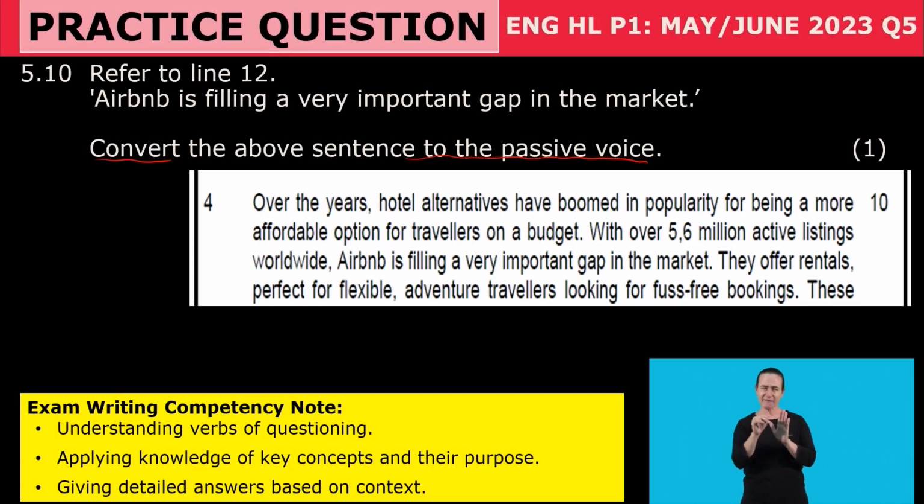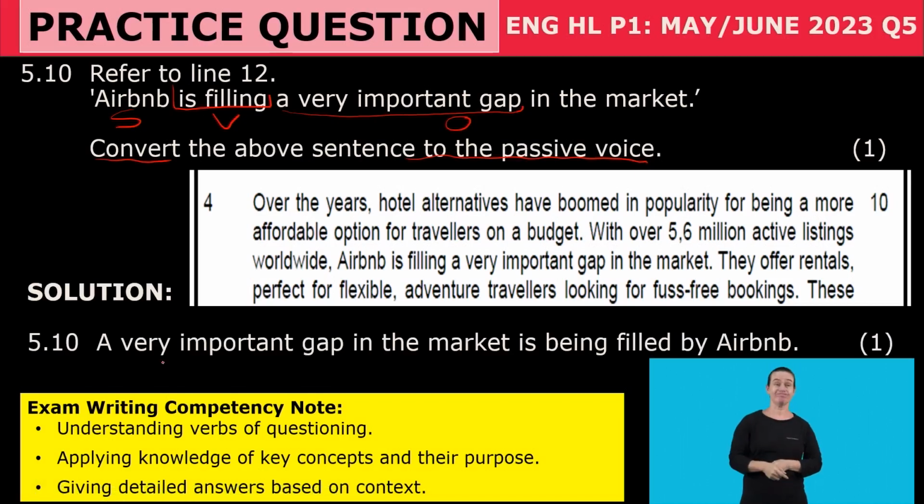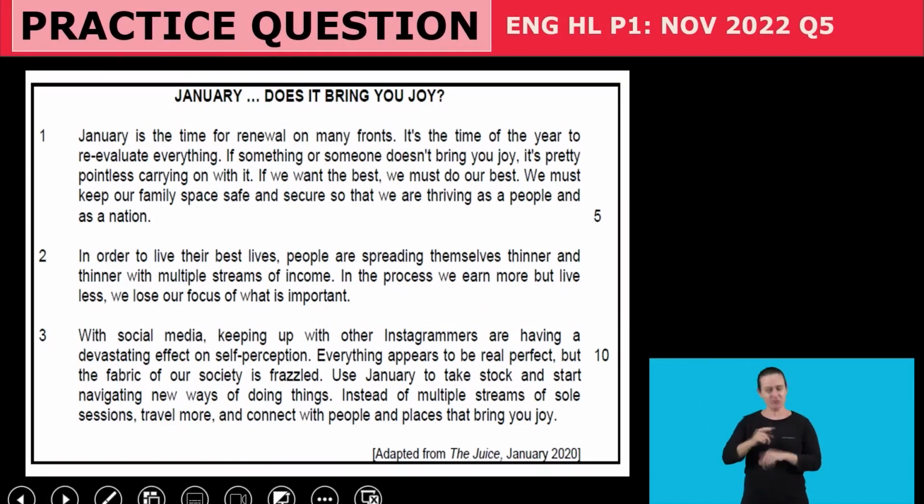This recipe will work. Airbnb is filling. There's my verb. Who is filling? Airbnb. That's the subject. And what are they filling? A very important gap in the market. So there's the object. You start with the object. A very important gap in the market is being filled by Airbnb. Simple, and it works every time.